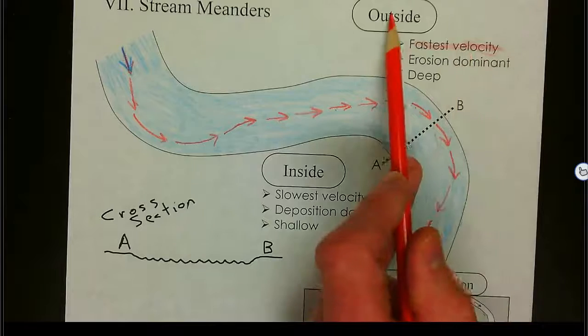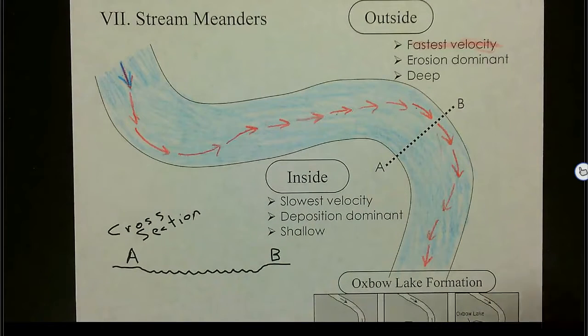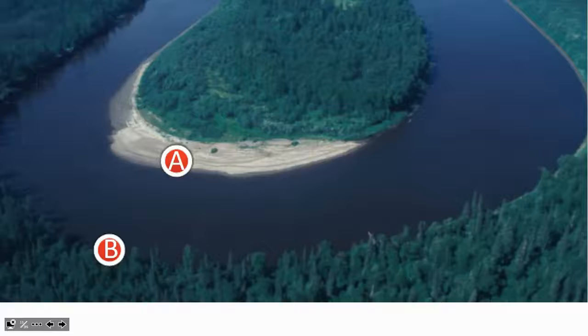Fastest velocity is on the outside. Slowest velocity is going to be on the inside. If we look at this meander, it doesn't matter which way the river is flowing, whether the river is flowing from right to left, or from left to right. Either way, B is on the outside of that meander. A is on the inside of the meander. Fastest water is going to be at letter B because that's the outside of the curve.